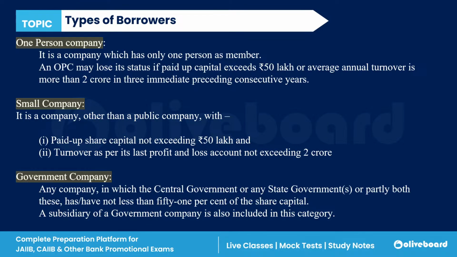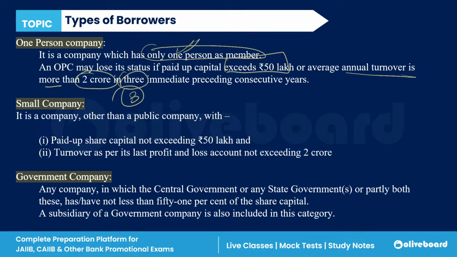Now, a one person company is a company which is run by only one person as a member. And a one person company may lose its status if the paid up capital exceeds 50 lakh or the average annual turnover in the three consecutive preceding financial years exceeds 2 crore, then it loses the status of one-person company.